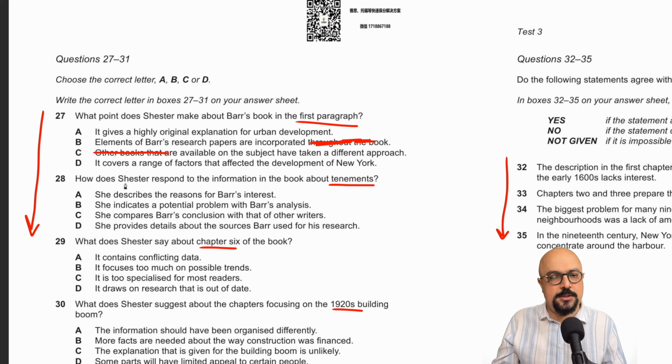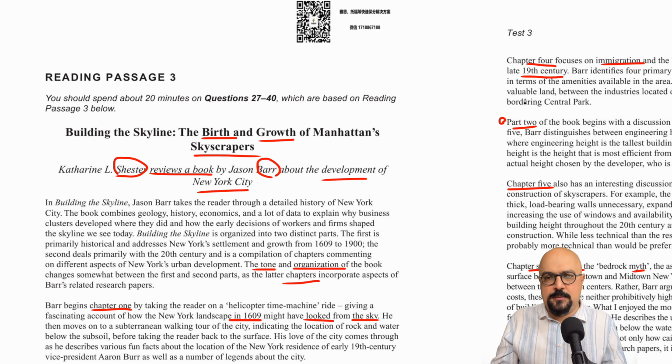So how does Chester respond to the information in the book about tenement? I'm not sure how it's pronounced. But in any case, I don't even know what it means, which doesn't really matter. How does Chester respond to the information in the book about this? Respond to this. Okay, how does it respond? How does he or she actually respond to that? So let's look at the paragraph.